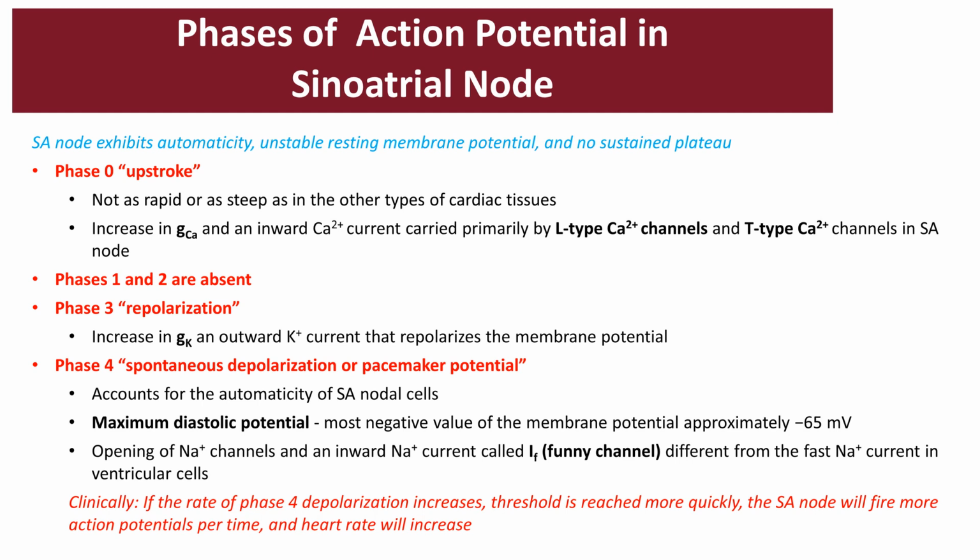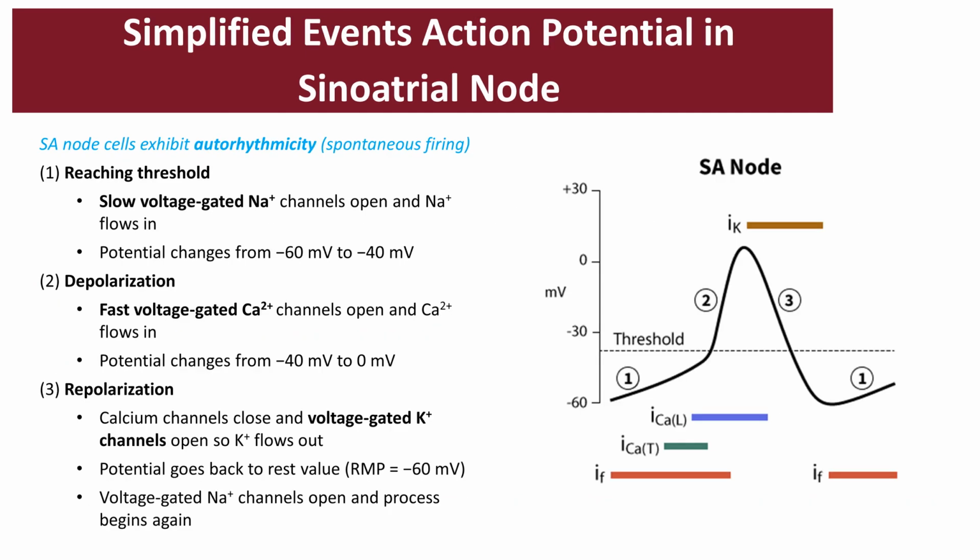Clinically, if you were to increase the phase 4 speed of depolarization, it will then be able to reach threshold much faster and therefore increase your heart rate. Summarizing the key events here, it exhibits autorhythmicity, which is spontaneous firing. The first part is reaching the threshold. So the slow voltage-gated sodium channels open up, sodium flows in. Voltage changes from negative 60 millivolts to negative 40 millivolts.